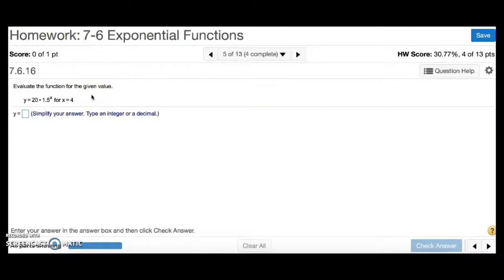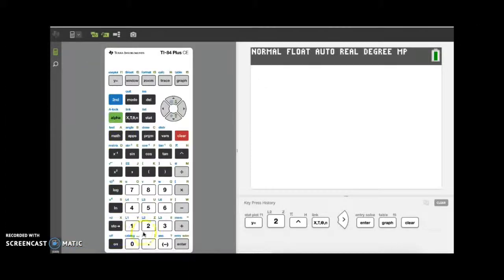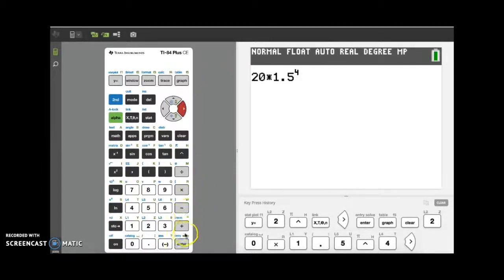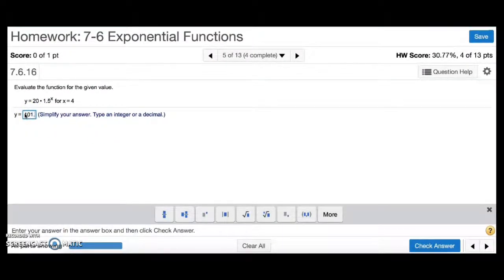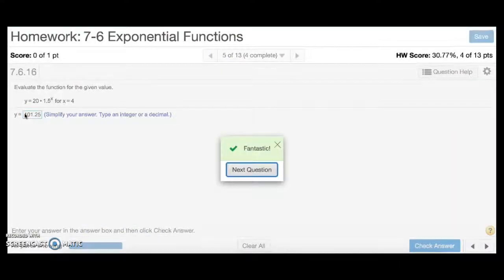Number 5, you are also going to be evaluating. In this case, let's use the calculator since we have a decimal being raised to a power. Type in our expression, we have 20 times 1.5. X is 4, so to the exponent of 4. Press enter. We have 101.25. Let's see what it wants for our answer. It says type an integer or a decimal. So type in 101.25. And that's number 5.